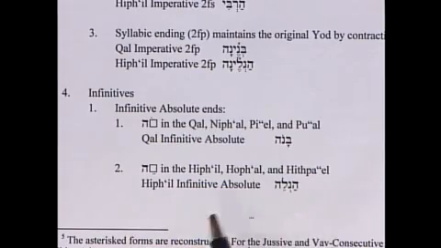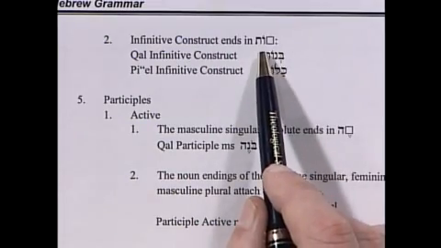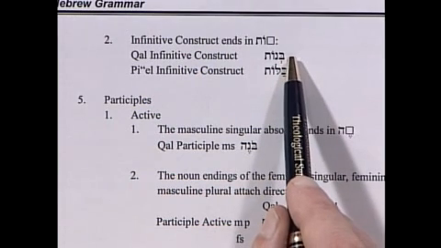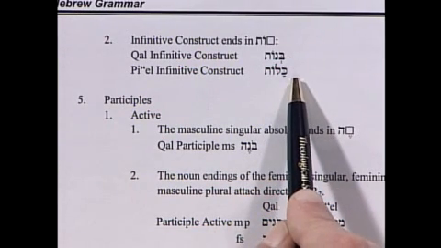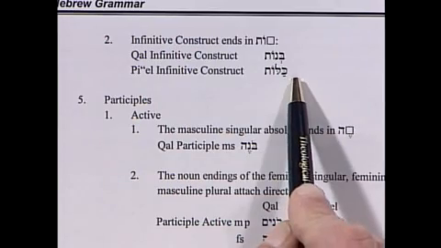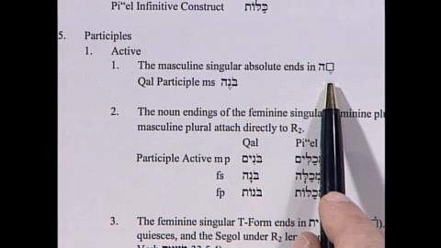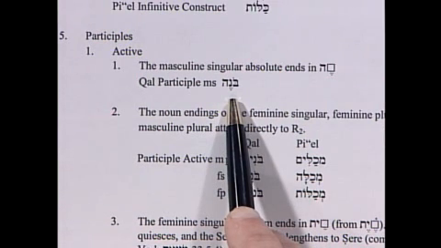So, again, you want to keep these things in mind. Now we want to look at the infinitive construct. And the infinitive construct ends with an ot ending, this holem vav and then a tav, and I give you the qal, banot, and then the piel infinitive construct, kalot, for you to look at. Now we come to the participles. And again, with the participles, the masculine singular absolute ends in a segol hey. Now I know you're thinking, well, maybe I'll confuse that with the imperfect, but you really will not, because look at the holem that you're so used to seeing for a qal participle.